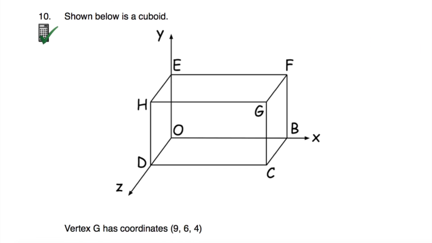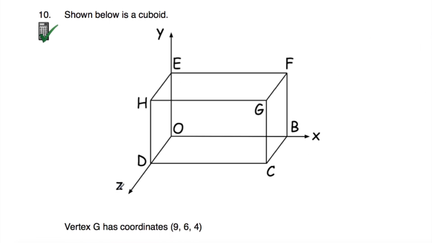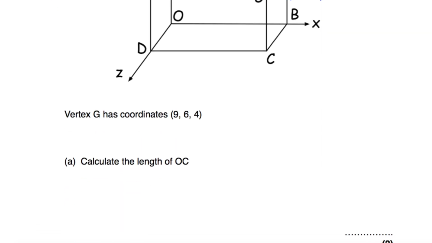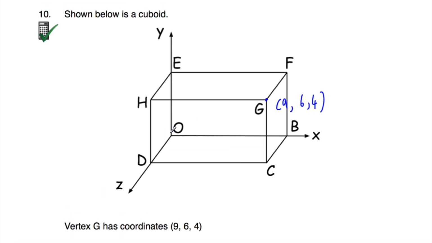So here's question number 10. So we've got this cuboid, and we're told that vertex G, this vertex here, has got coordinates 9, 6, 4. That's the coordinates of that point G there. And part A says work out the length of OC. So we want to find the length of OC.